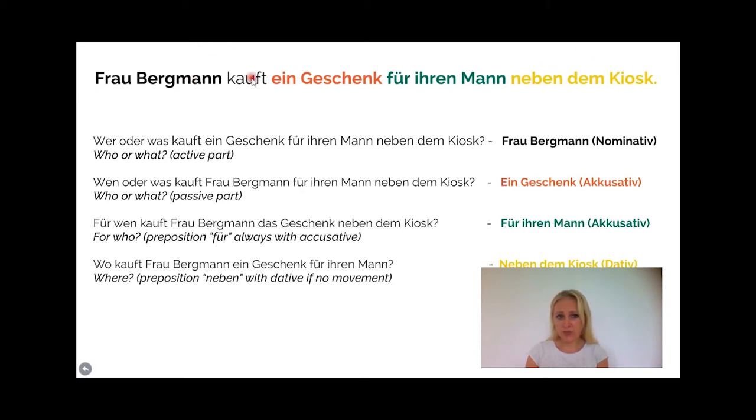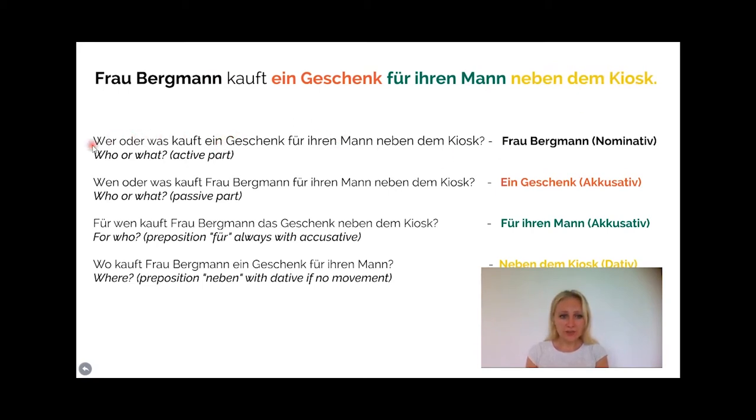Okay, so subject, verb. We have an accusative object. We have another accusative object, because this is the object that she's buying. And this is here the preposition für. So for whoever she buys something needs to be put in the accusative after the preposition für. And then we have an indication of place. So it means Frau Bergmann kauft ein Geschenk für ihren Mann neben dem Kiosk. In English, that is, Miss Bergmann buys a present for her husband next to the kiosk. Or convenience store, it could also mean.